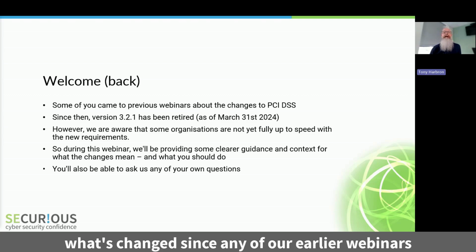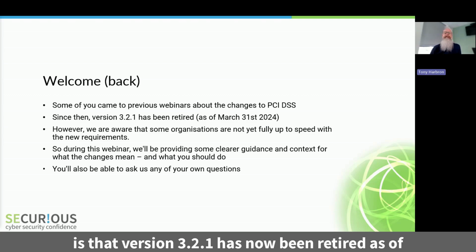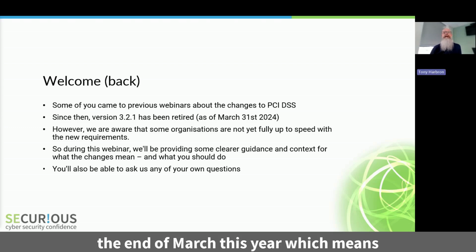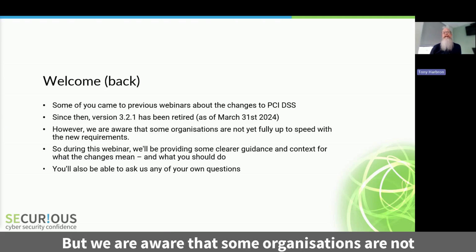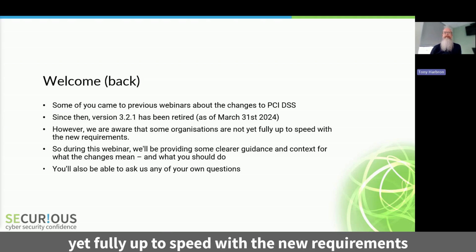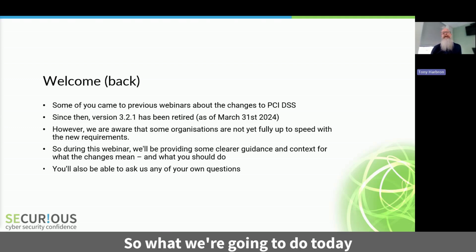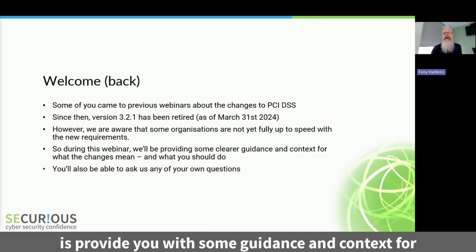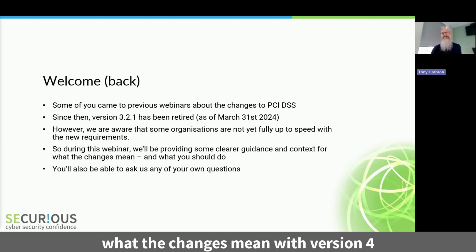What's changed since any of our earlier webinars is that version 3.2.1 has now been retired as of the end of March this year, which means version 4 is the current live standard. But we are aware that some organizations are not yet fully up to speed with the new requirements. So what we're going to do today is provide you with some guidance and context for what the changes mean with version 4 and what you should do.